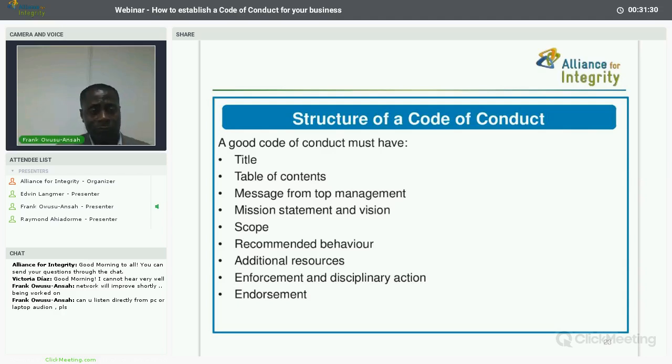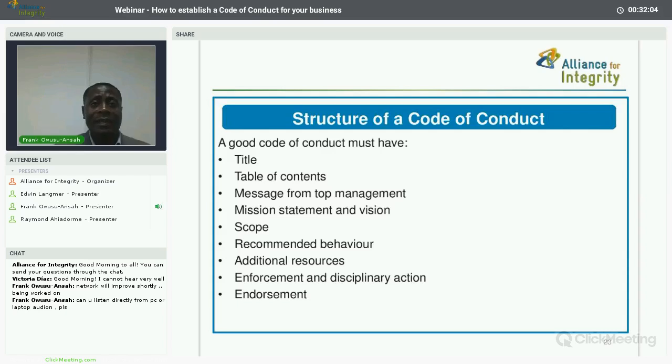Now we look at the structure. We have talked about the benefits, why you need to have a code of conduct, and what to do. As I mentioned when I started, a code of conduct or business code of conduct may differ from organization to organization, but there is the need for us to have what we call a good structure or content of a code of conduct. First of all, a code of conduct needs to have a title. The title must be appealing and must be conducive.